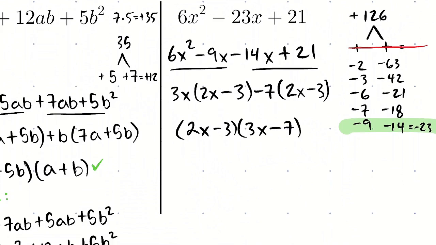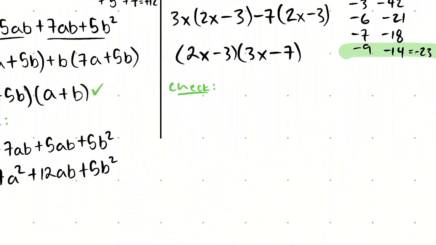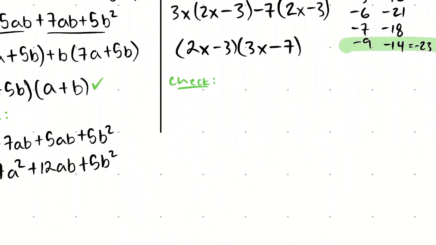Okay, so now let's check to make sure that that is correct. So check. Alright, so I'm going to FOIL those two binomials. So 2x times 3x, that's going to be 6x squared. 2x times negative 7, that's going to be negative 14x. Negative 3 times 3x, that's going to be negative 9x. And negative 3 times negative 7, that's positive 21.